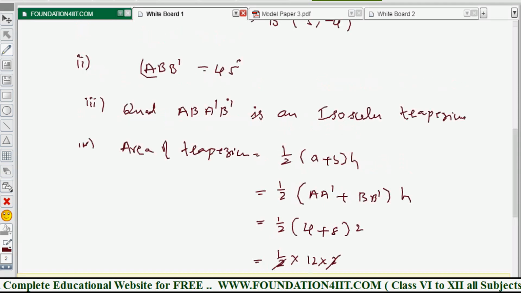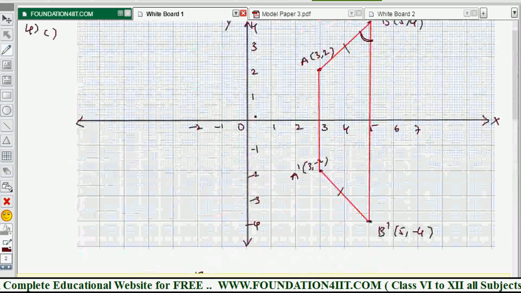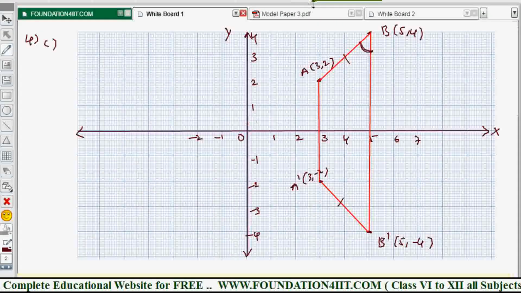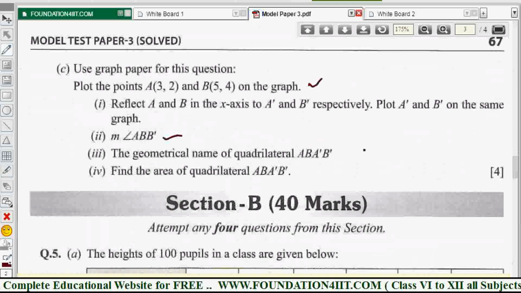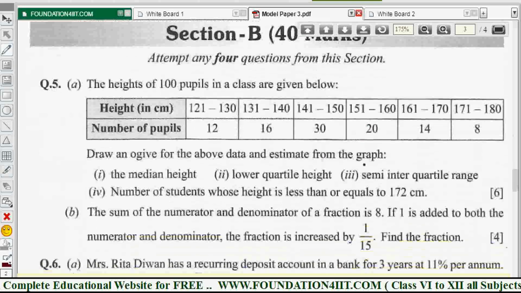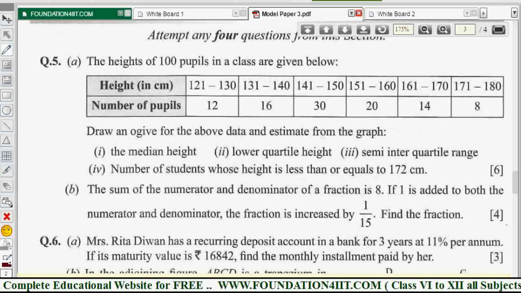So these four questions they asked in the same single graph, so you should draw the graph clearly. By observing it, we can give the answers. Okay, this is about question number 4 in this paper. Now let us see section B, question number 5, and we'll solve these problems now.